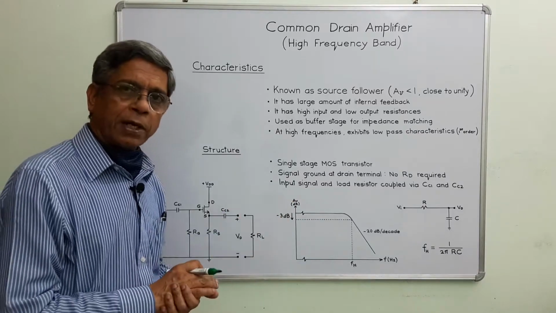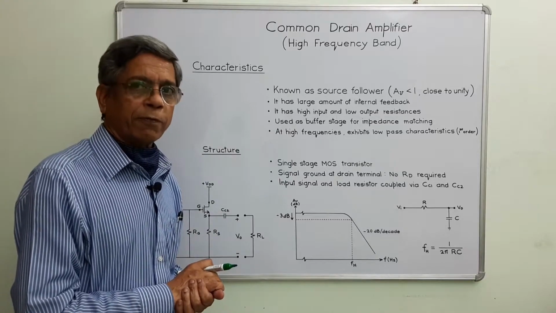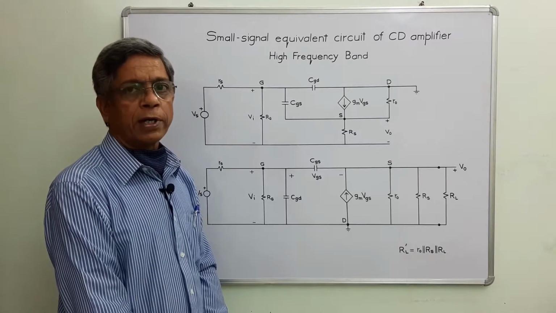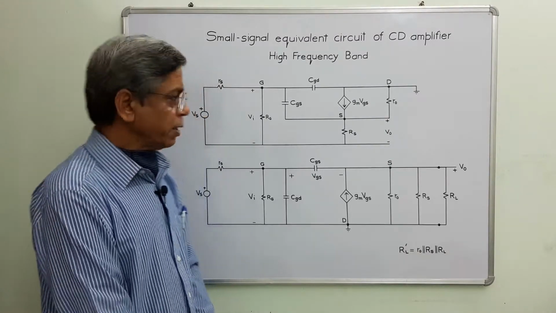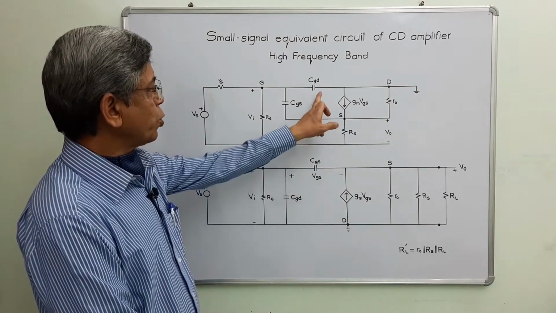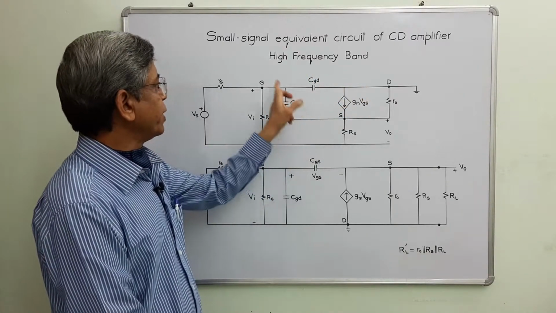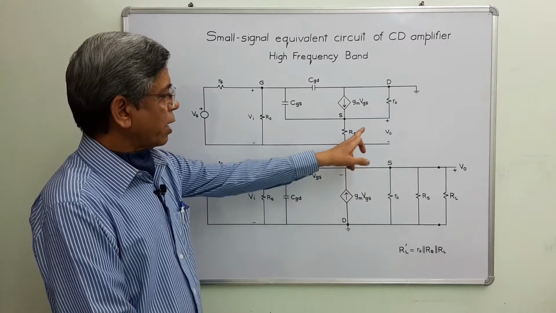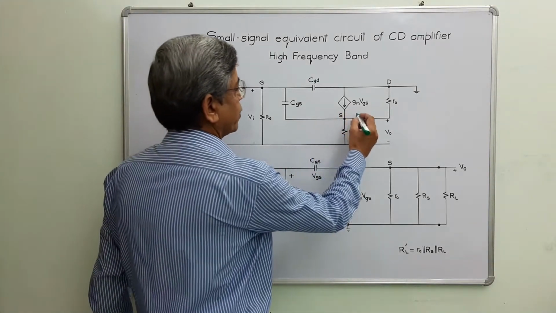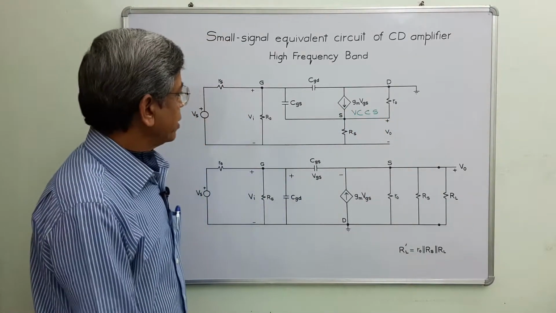On the next page, I'll explain the high frequency small signal equivalent circuit for the common drain amplifier. This is all about the small signal equivalent circuit for the common drain amplifier at high frequency band. So this is the structure of the small signal equivalent circuit. It includes two internal capacitors, CGD between gate and drain, CGS between gate and source, and RS the source resistor across which the output is taken. And this is the voltage controlled current source, gm VGS.